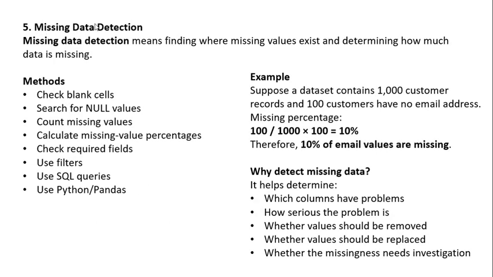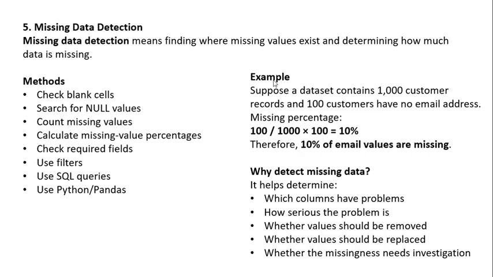And fifth is missing data detection. Missing data detection means finding whether missing values exist, or determining how much data is missing. The methods are: check the blank cells, search for null values, count the missing values, calculate the missing values percentage, check the required fields, and use filters, SQL queries, and Python with pandas. Any method can be used after missing data detection is performed.